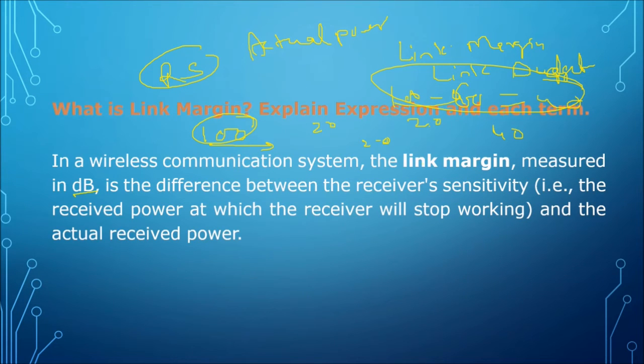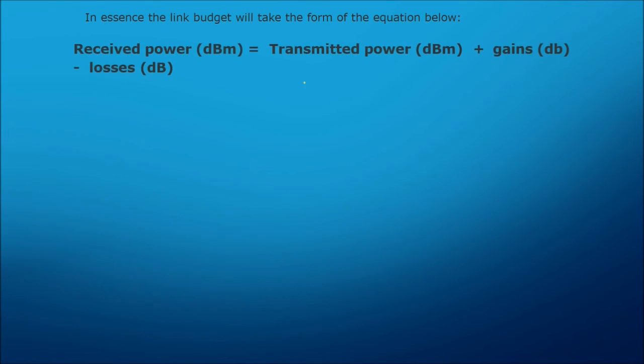Link margin is the difference between the receiver sensitivity and the actual power received. Say you have a receiver, it receives a certain power and it has a certain RS, that is receiver sensitivity. The difference of these two is known as the link margin. In essence, the link budget takes the form of this equation: the received power equals the transmit power plus the gains minus the losses. Some power is transmitted, there are antenna gains, and all the losses.